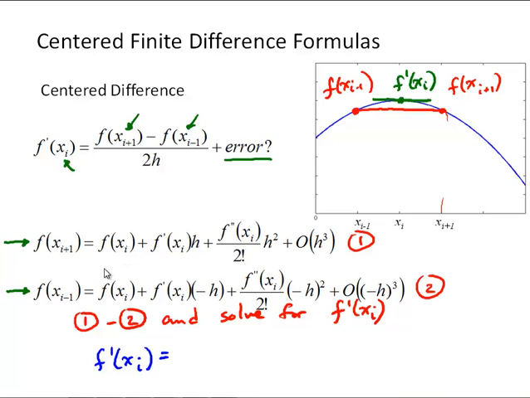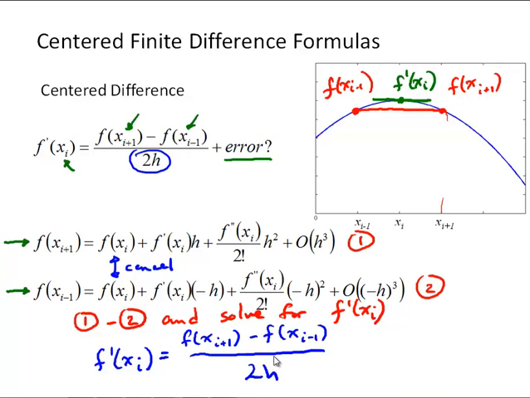the f of x_i's are going to cancel when we subtract these two, and when we subtract here, we're going to get that 2h that shows up on the bottom, and we're going to get f at x_{i+1} minus f at x_{i-1}, all divided by 2h. And then let's look at what happens to the truncation error terms.